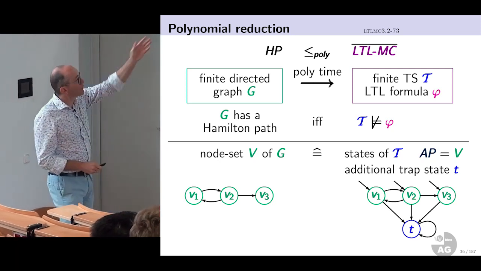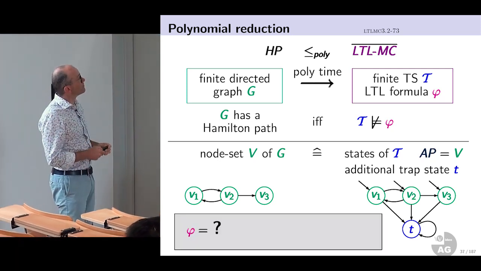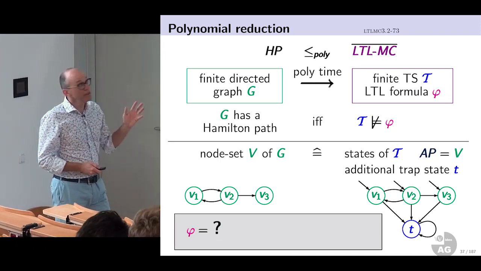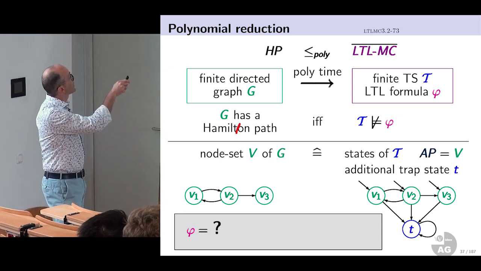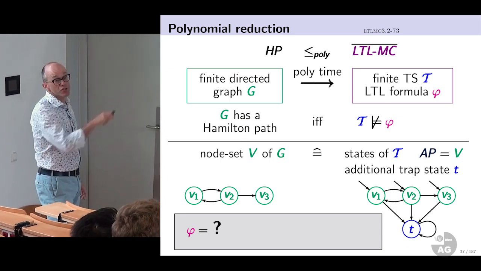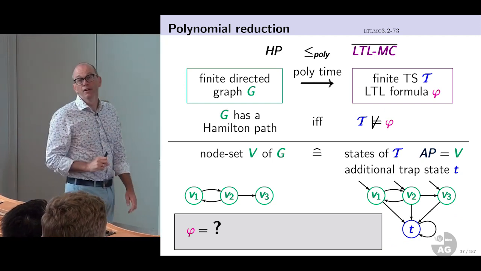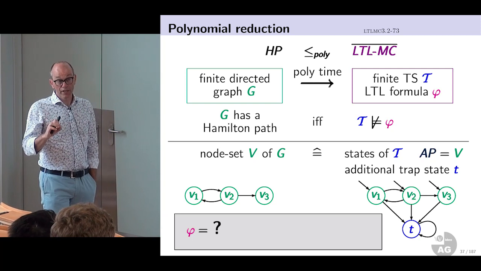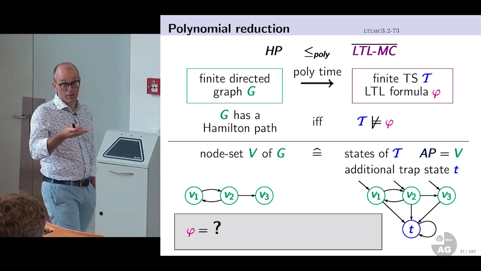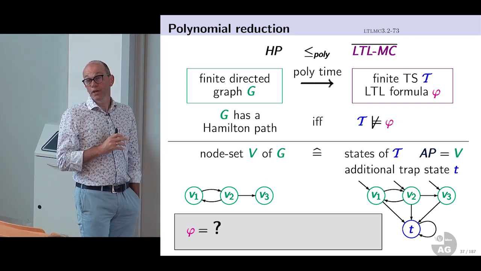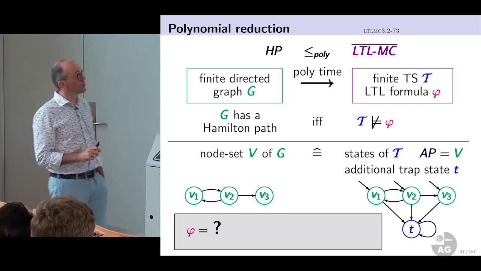We transform this graph into this transition system. And now we have to check the formula. Yeah? So what is the idea? The idea is that this graph has a Hamilton path if and only if this transition system does not satisfy the formula phi. So phi needs to characterize the negation of the existence of a Hamilton path. Okay? Let's ignore the negation for the moment.